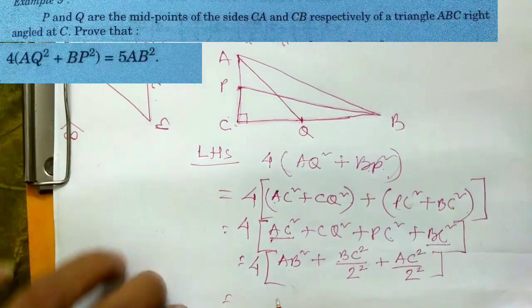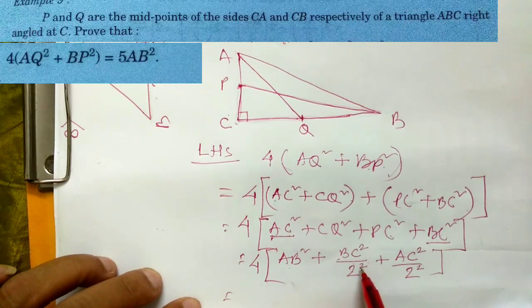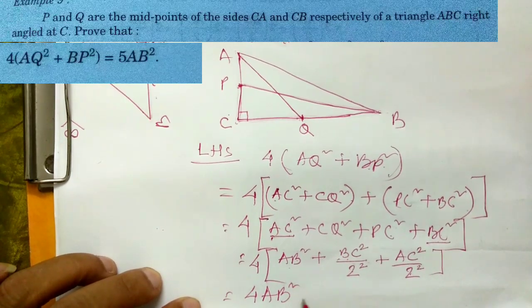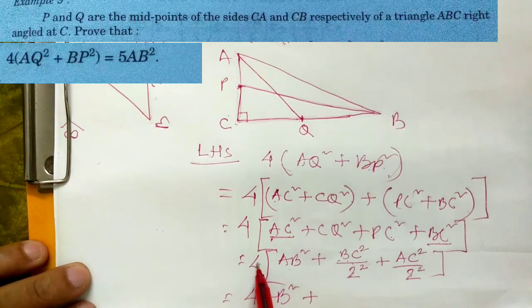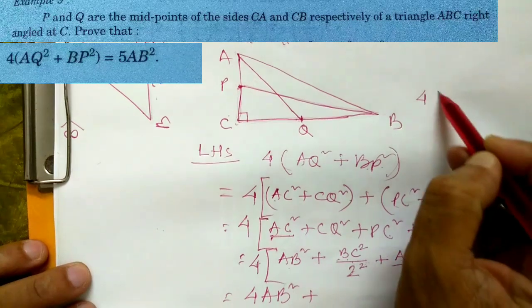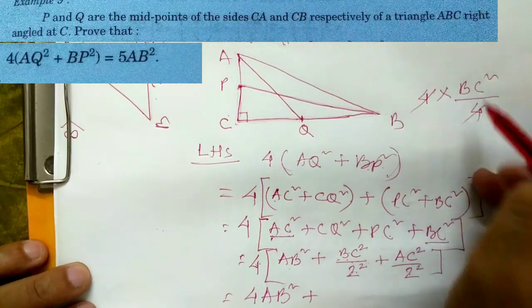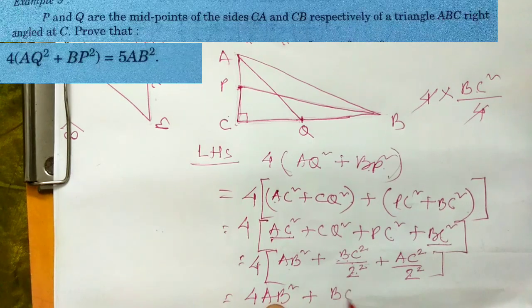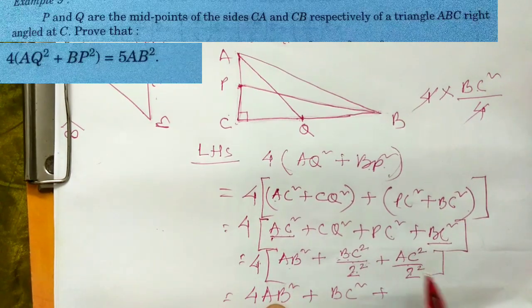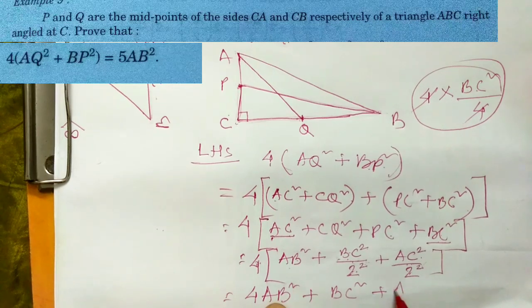Now, in the next line, I am writing. Here 2 square means 4, and this 2 square is also 4. Now by 4 we will multiply all. 4 into AB square, 4AB square. Plus, if you multiply by 4, this is 2 square, that is 4, so 4 will be cancelled. I am writing 4 into BC square by 4. 4 is cancelled. BC square is left. So we can write BC square plus, if you multiply the same calculation, 4 into this, 2 square is 4, 4 cancelled, AC square.